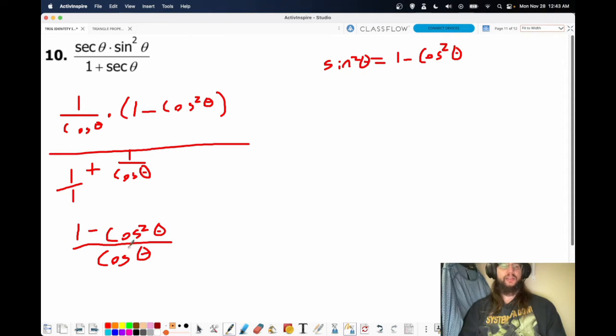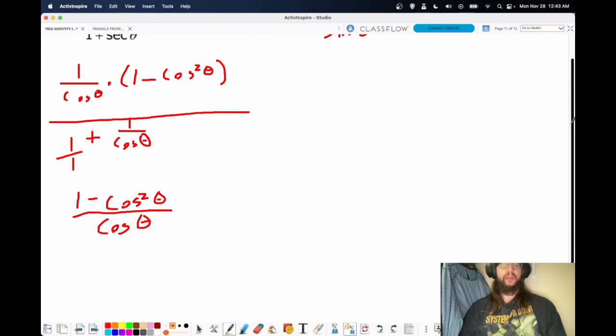No, these do not cancel. We have a binomial on the top. Now the bottom's where it's going to get tricky. Okay?